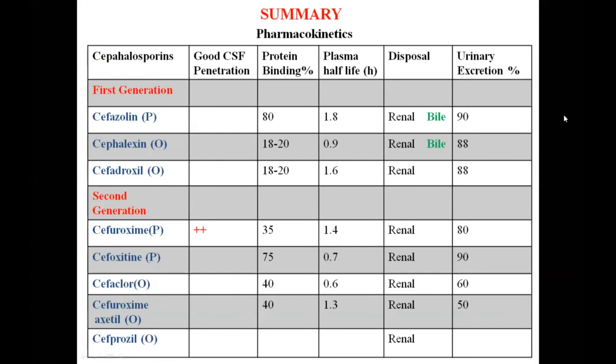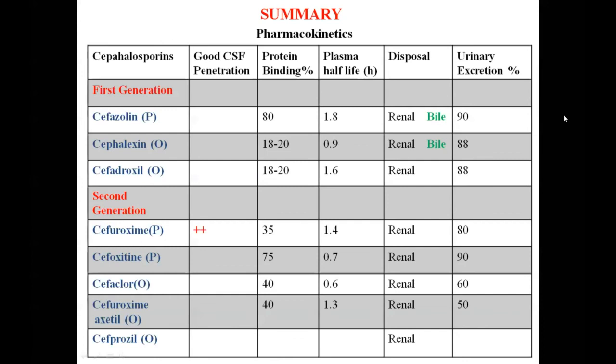And let us summarize the pharmacokinetics of the first generation. You can see the protein binding of cefazolin is very high, and it is longer acting. It is used for surgical prophylaxis. Some amount of these drugs is disposed of by the kidney. Some amount is also excreted in the bile. Cephalexin is also excreted in the bile.